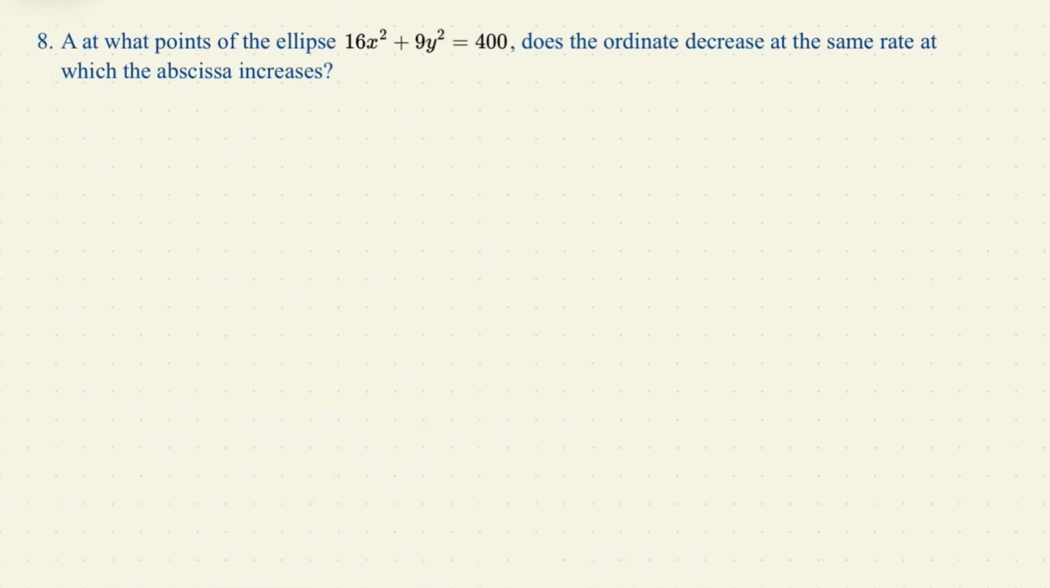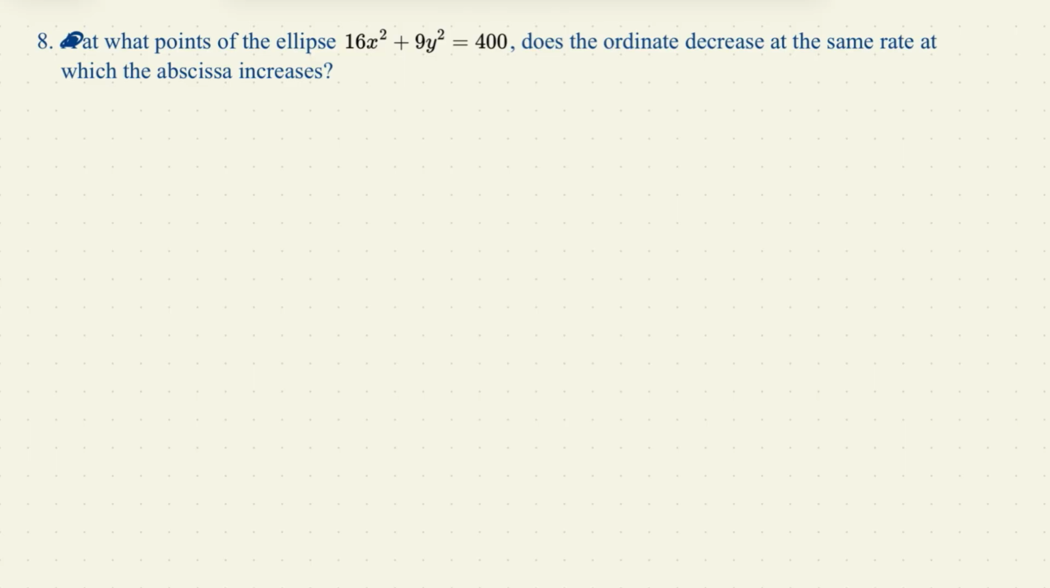Question number 8, and this would be the last question of this particular topic. At what points on the ellipse 16x square plus 9y square equals 400 does the ordinate decrease at the same rate at which the abscissa increases? Okay, the question is asking to find the points.